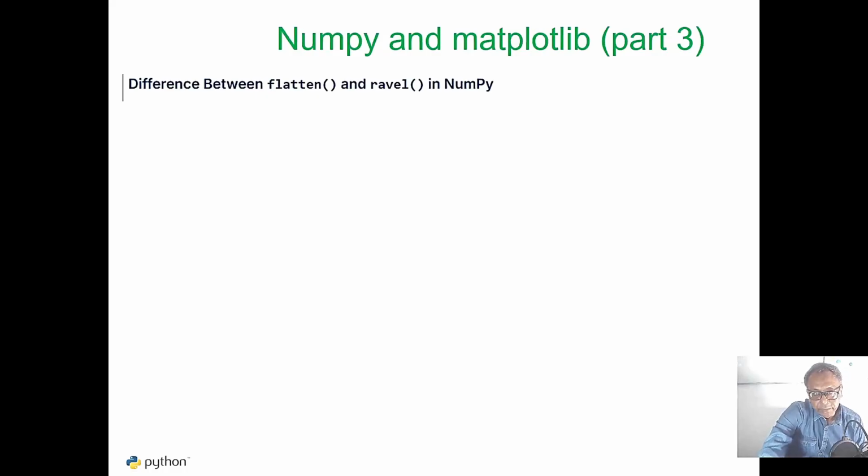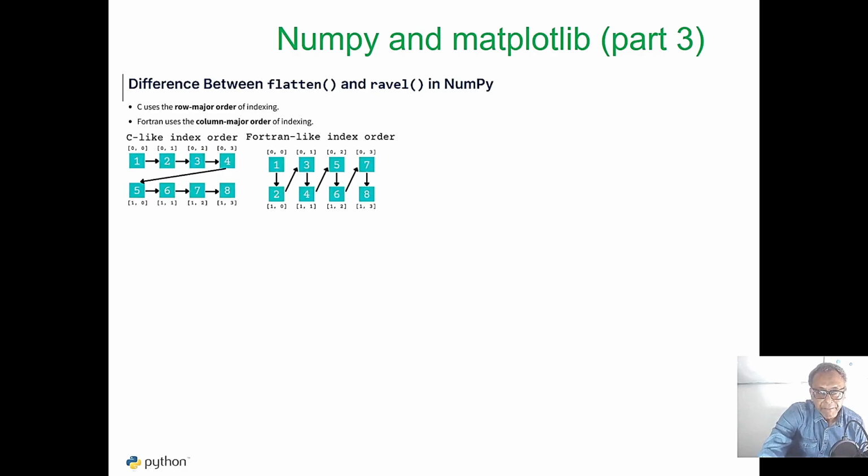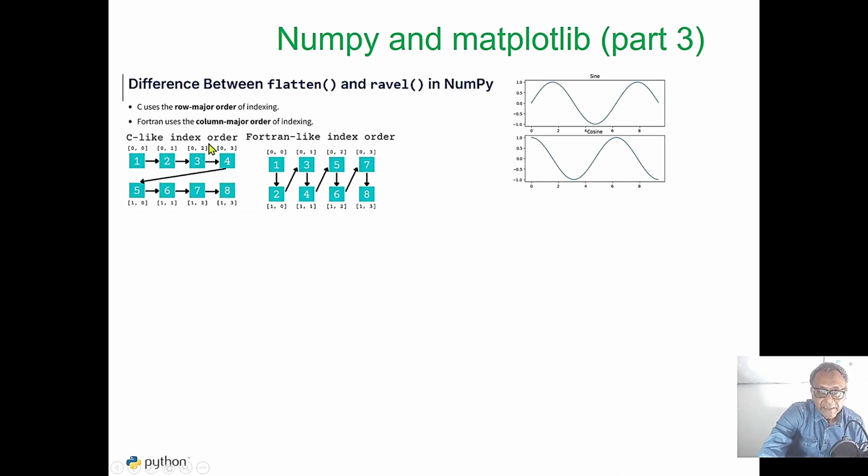Good day. Today is the third part of the NumPy and matplotlib lecture. First, we go for the difference between flatten and ravel in NumPy. With the C-like index, like the C language, flatten will go row-wise. And with the Fortran-like index in the flatten or ravel function, it will go column-wise. C stands for row-wise, C-like, and F stands for column-wise, like Fortran.